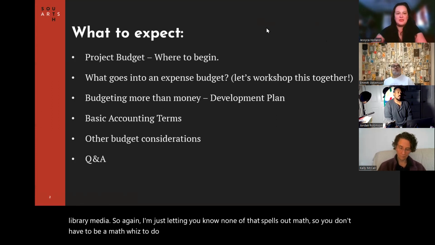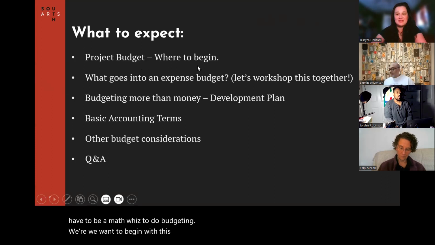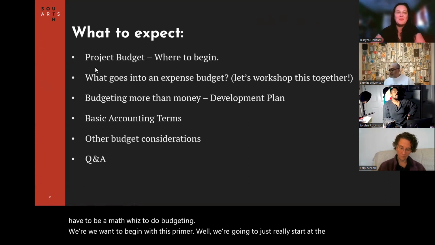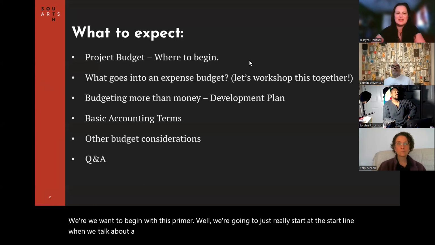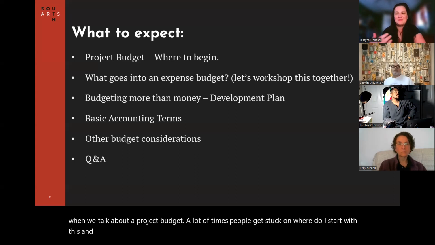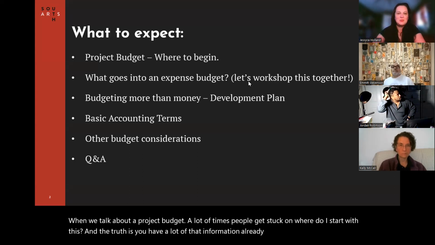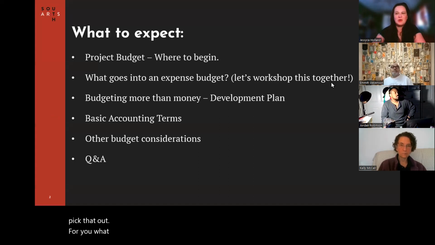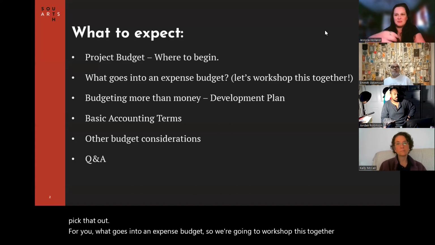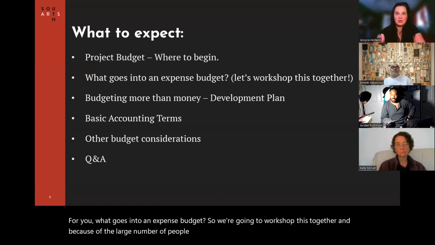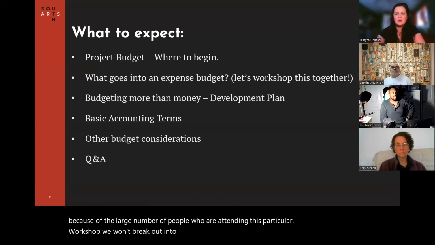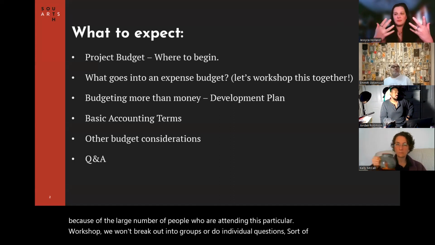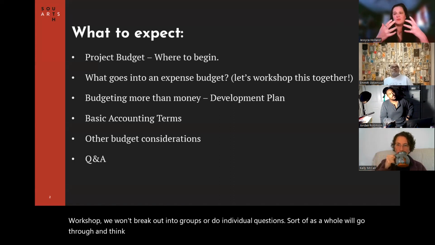We want to begin with this primer. We're going to start at the start line. When we talk about a project budget, a lot of times people get stuck on where to start. The truth is, you have a lot of that information already stored in your brain, so we'll pick that out for you. What goes into an expense budget? We're going to workshop this together, and because of the large number of people attending, we won't break out into groups or do individual questions. As a whole, we'll think through an exercise of how to put together an expense budget.